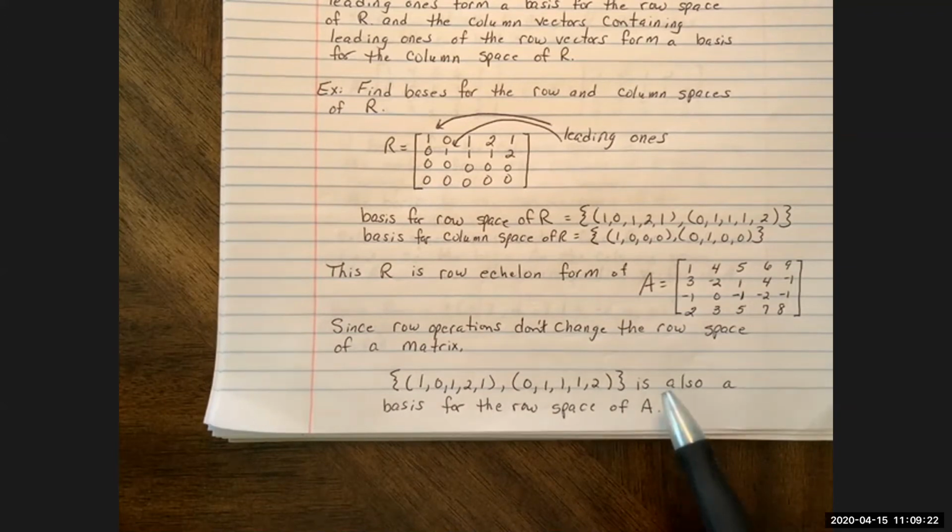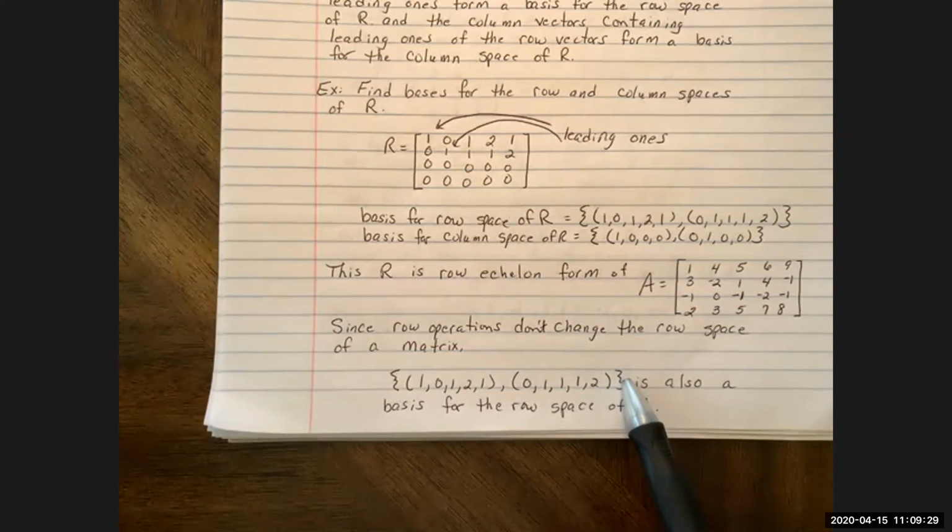I'm going to say that one more time. Row operations don't change the row space of a matrix. So the same two basis vectors that I used for the row space of R can be used for the row space of A.